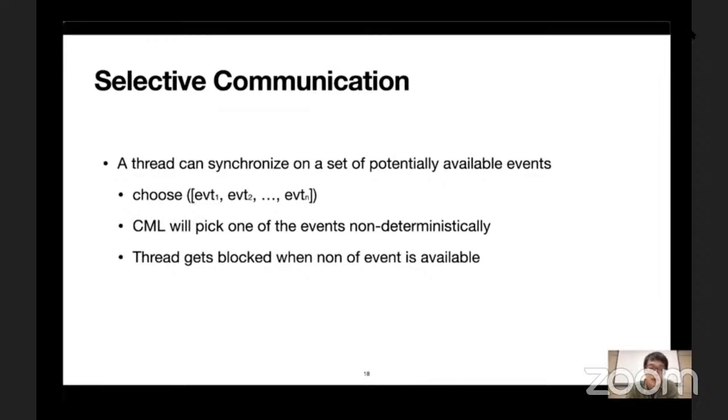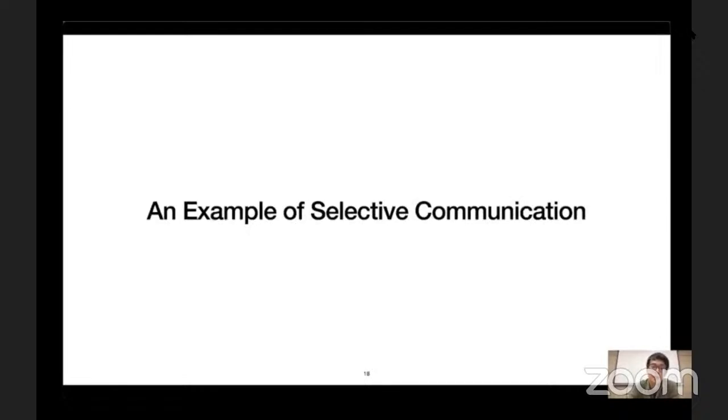And CML provides a primitive called choose. You can choose a set of events from EBT1, EBT2, up until EBTN. And CML will pick one of the events non-deterministically. And if none of the events are available, the thread that synchronized on this set of events gets blocked. And that's how selective communication goes. Let's see how priority plays out when we consider selective communication.